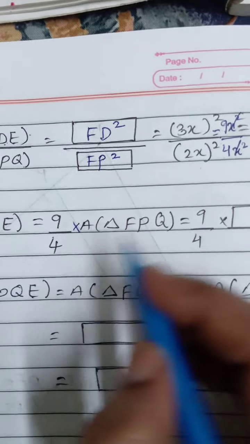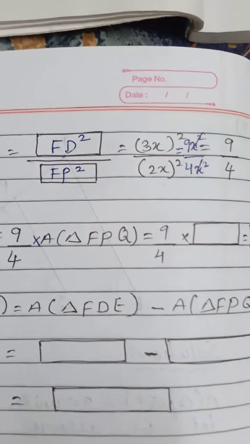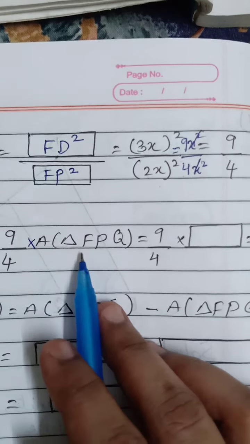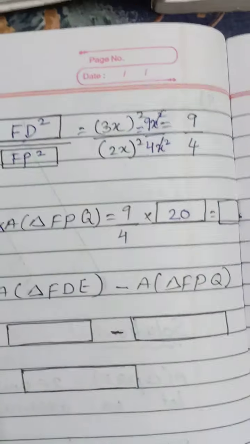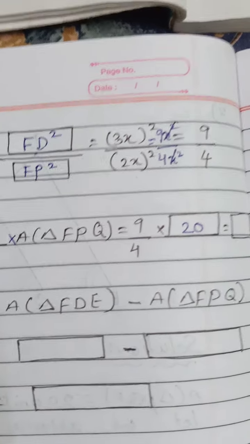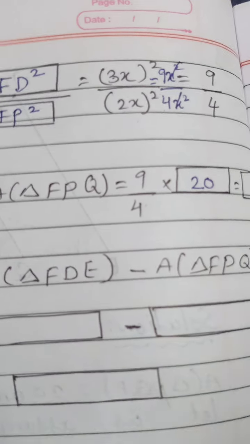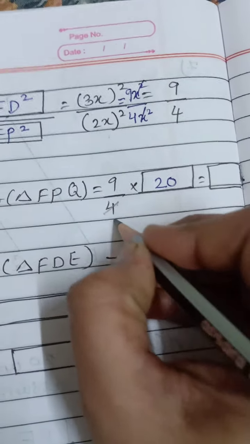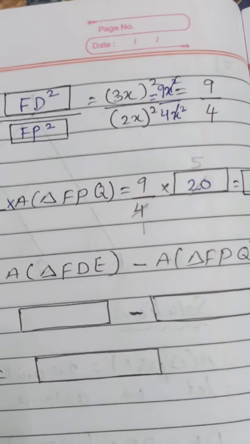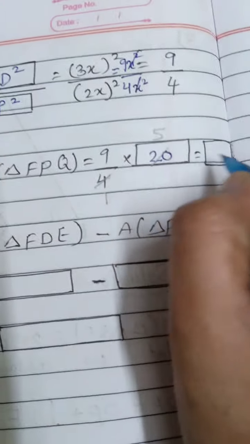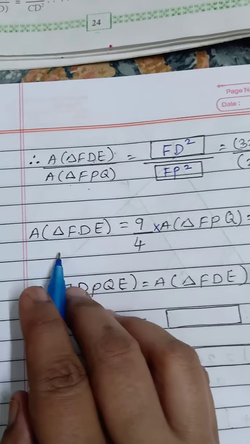Now this 9 upon 4 we will take like that, and the area of this triangle FPQ is given as 20. Now this 4 and this 20 we can cancel by 4. So here 4 ones are 4, 4 fives are 20. So 9 fives are 45. So we can write that it is 45. That means the area of the bigger triangle is 45.